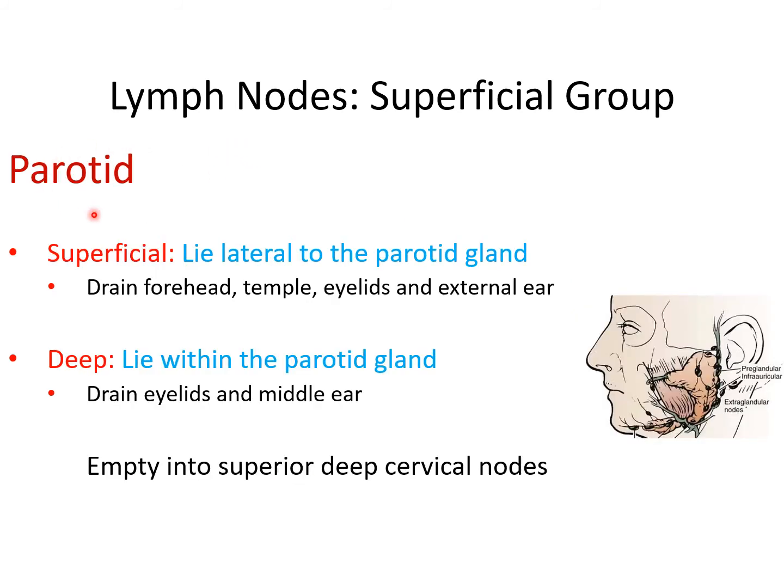Then you have the parotid group of lymph nodes, which consists of superficial and deep groups. The superficial parotid lymph nodes lie lateral to the parotid gland and drain the forehead, temple, eyelids, and external ear, whereas the deep group lies within the substance of the parotid gland and drains the eyelid and middle ear. The parotid group of lymph nodes empty into the superior deep cervical lymph nodes.